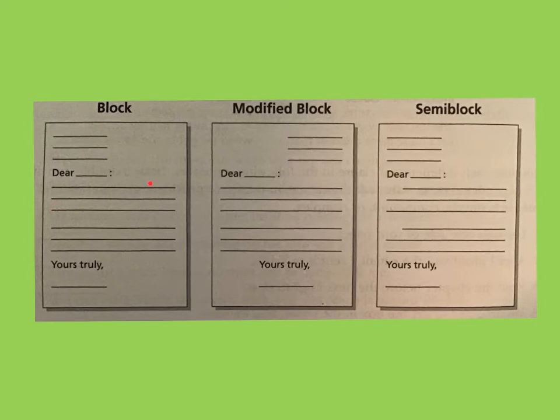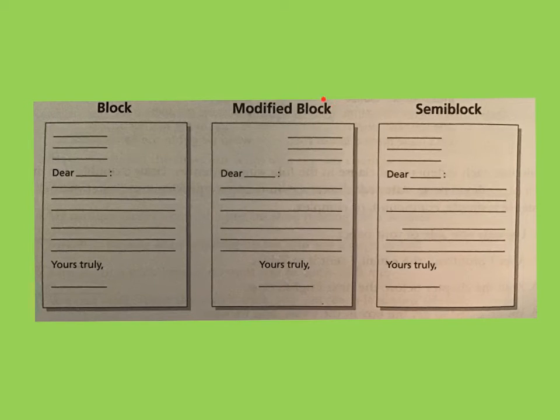Then you would have your paragraphs. Notice there's no indentation at the beginning of the paragraph, but you do skip lines in between. You would then have your complimentary closing and your signature. Everything in a block letter is lined up on the far left side.